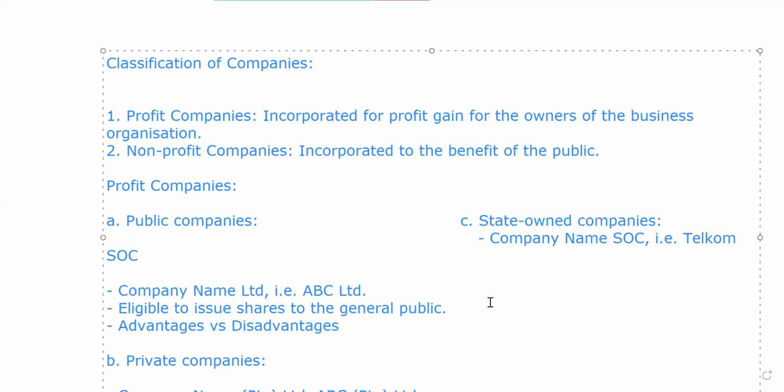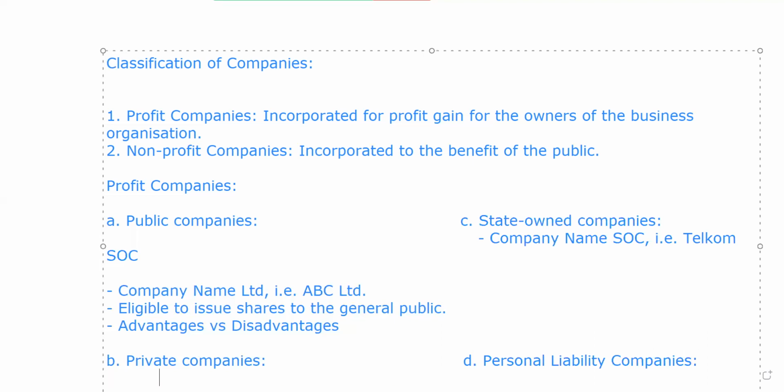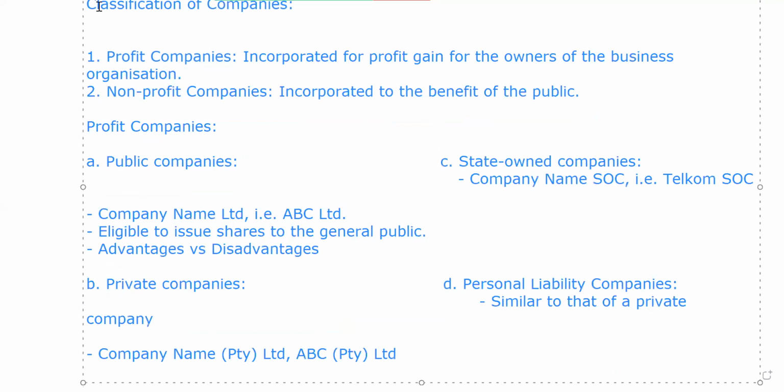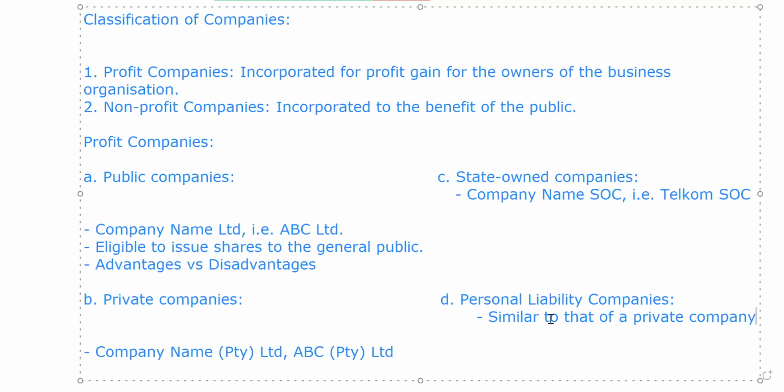They may ask you for the category of these. And then lastly but not least, you've got what they call personal liability companies. What do you need to know about this? It's pretty simple. A personal liability company is almost similar to a private company, even in the way it's named. Are we together? Okay. This was just to summarize profit companies.